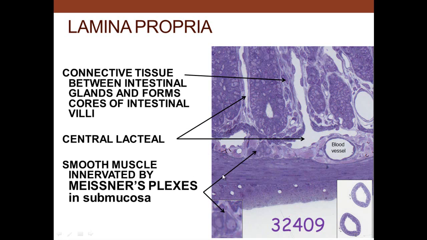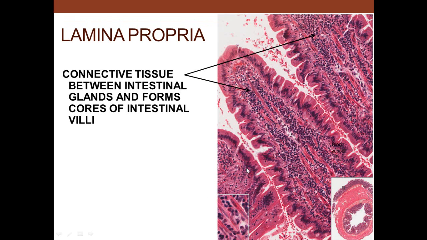And there's also the Meissner's plexus in the submucosa. This is muscularis mucosa, muscularis externa. You have the Meissner's plexus, another plexus of nerves that regulate the contraction of the muscularis mucosa.